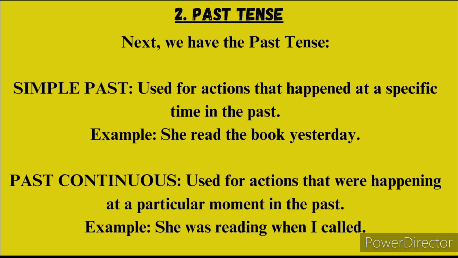Past tense. Next, we have the past tense. Simple past, used for actions that happened at a specific time in the past. For example, she read the book yesterday. Past continuous, used for actions that were happening at a particular moment in the past. For example, she was reading when I called her.